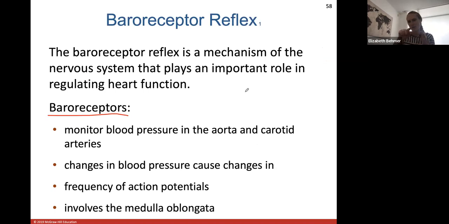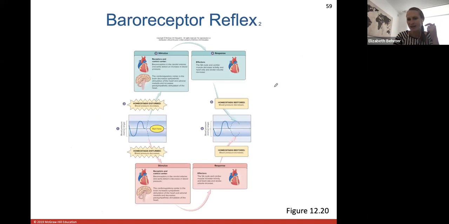So your aorta is the big artery that comes out of the heart. Carotid arteries are arteries that go up to the brain. And these baroreceptors monitor changes in blood pressure. These changes in blood pressure are changed into action potentials that then go up into the brain, the medulla oblongata. So this baroreceptor reflex is monitoring these blood pressure changes in the aorta and your carotid arteries.